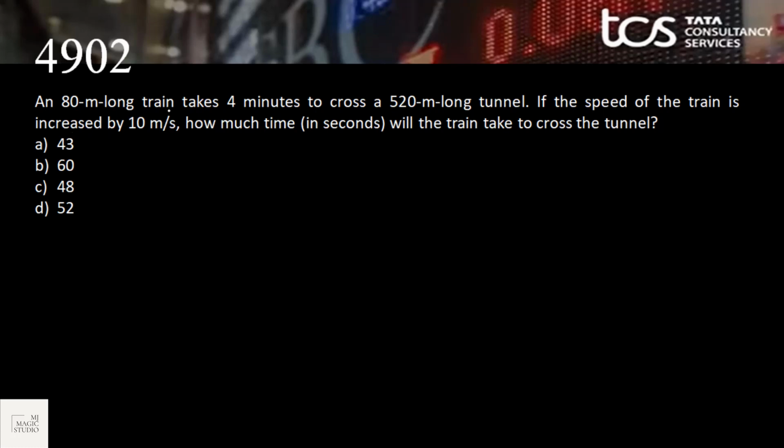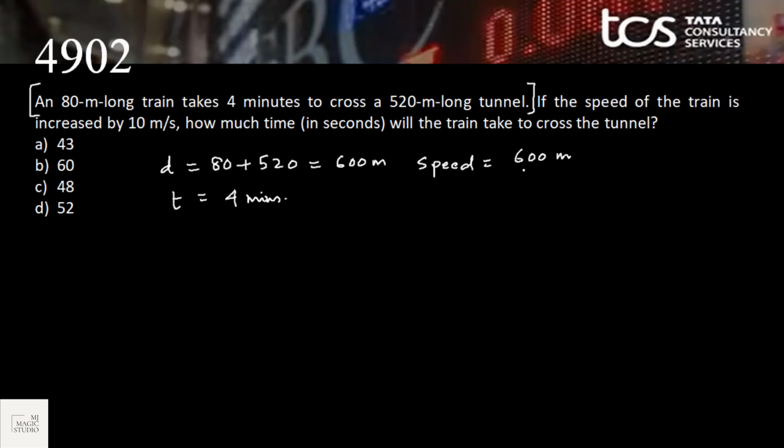An 80-meter long train takes 4 minutes to cross a 520-meter long tunnel. If we read only this information, then the distance traveled by the train to cross the tunnel is its own length plus the length of the tunnel. That is 600 meters, and the time taken to cross this is 4 minutes. That means the speed of the train is distance by time, 600 meters by 4 minutes. We can write 4 into 60 seconds. This will go 10 times. That is 2.5 meters per second.